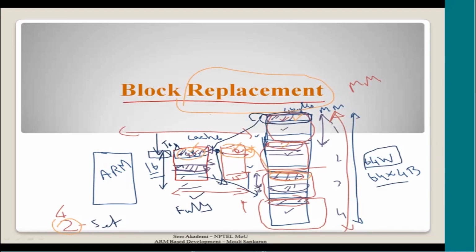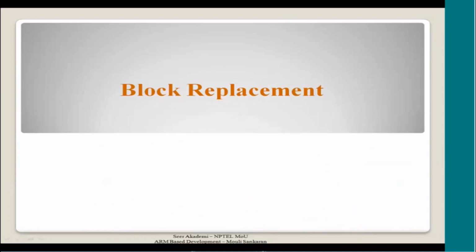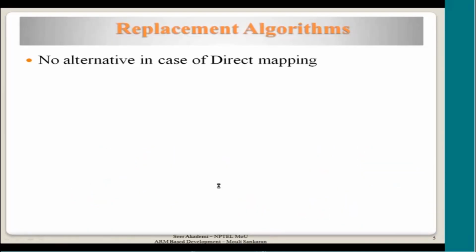So we are talking about, based on the different mappings, the replacement algorithm will change. That's what I tried to explain here. Okay, I hope this is clear to you. It's a recap of what we discussed in the last class. So let us go forward.